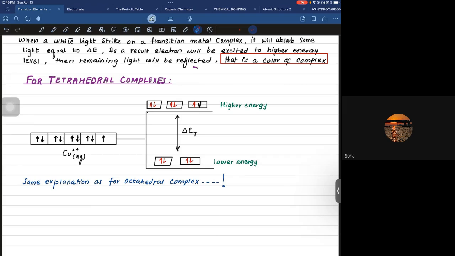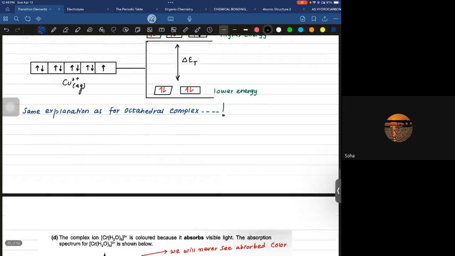Okay. So you will see only the transition metal complexes are colored. And also the very important thing is that [Ag(NH3)2]+. This is very important to know.